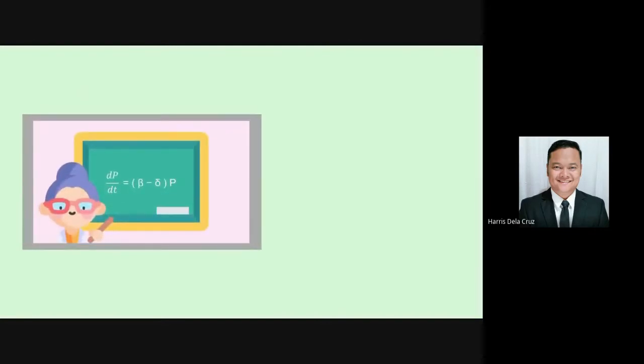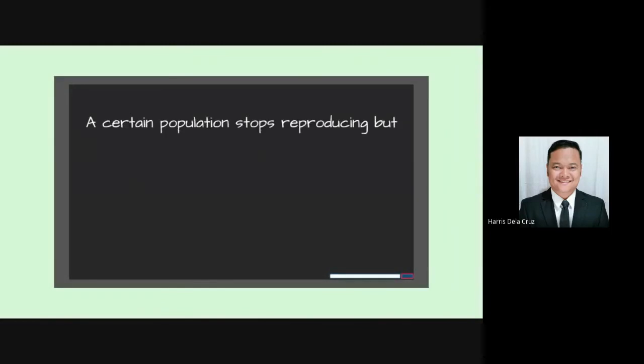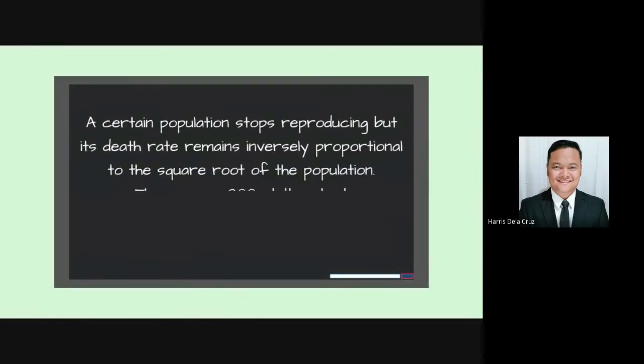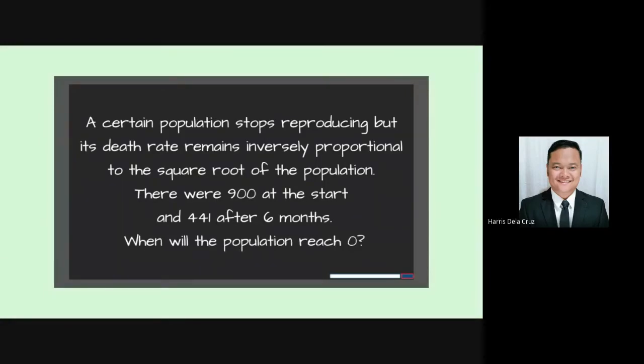We can also use this formula to solve for hypothetical problems such as this one. A certain population stops reproducing, but its death rate remains inversely proportional to the square root of the population. There were 900 at the start and 441 after 6 months. When will the population reach zero? Why don't we hear it?